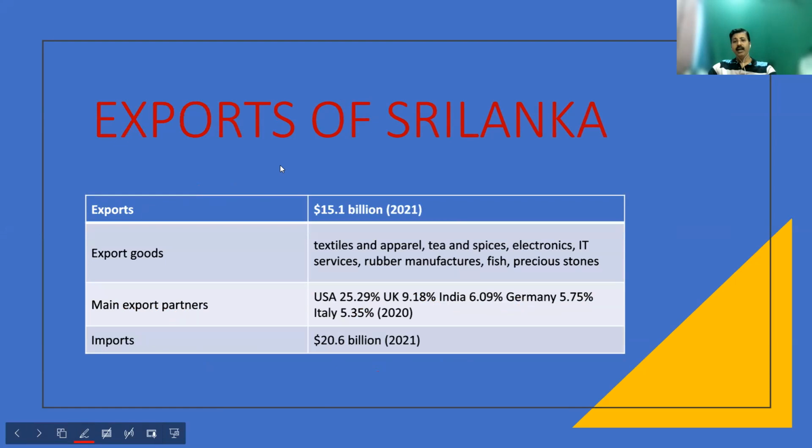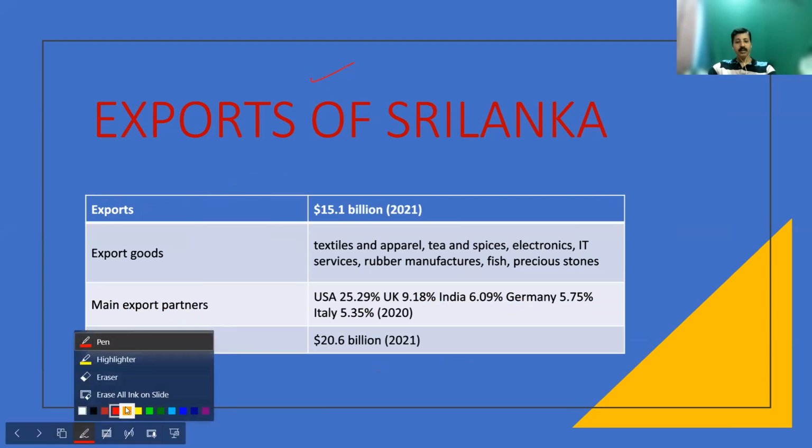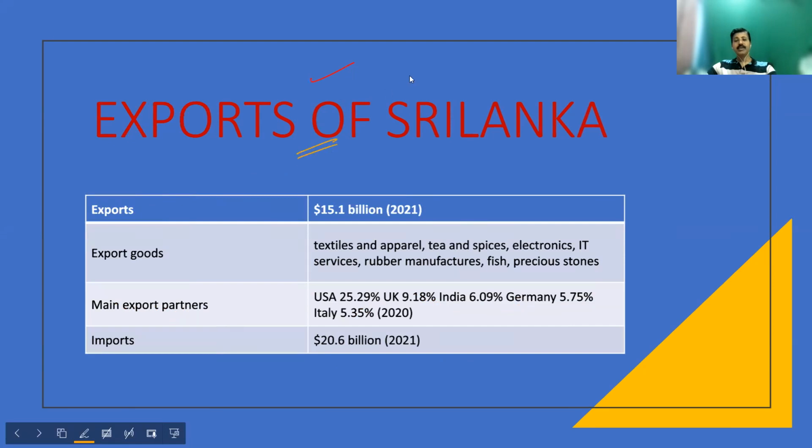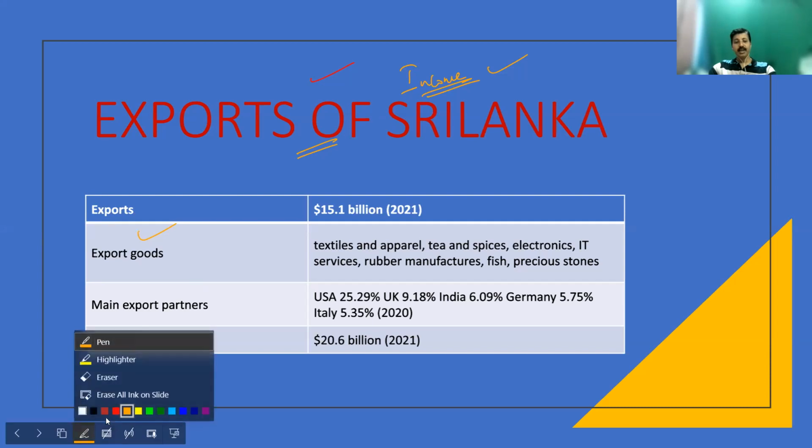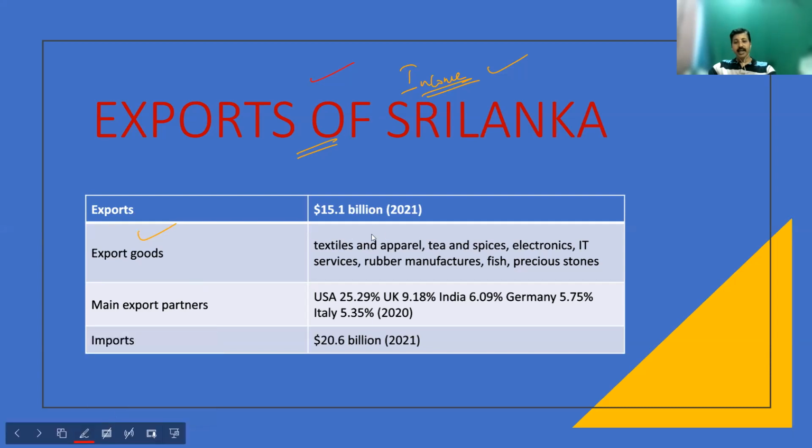Okay, so here you need to know what are the exports, what is the major income source for Sri Lanka? This we need to understand. For the income source of a country, you can easily identify what goods they are exporting and where they are exporting it. Okay, so the major income source, they are exporting textiles and apparel, tea and spices. It's a tea growing country and spice growing country.